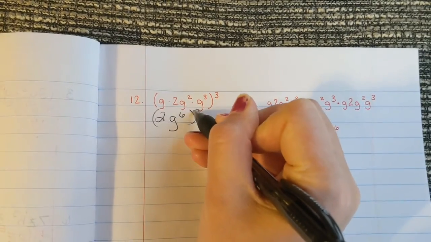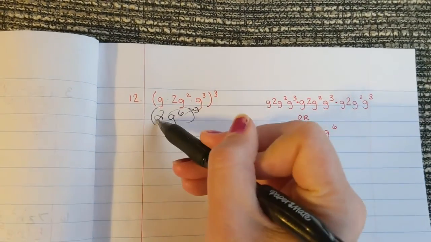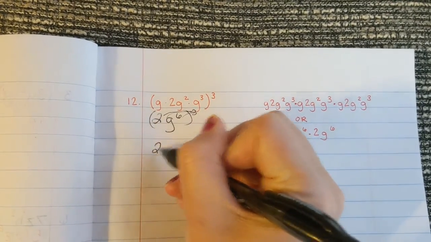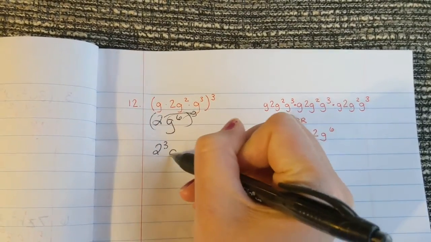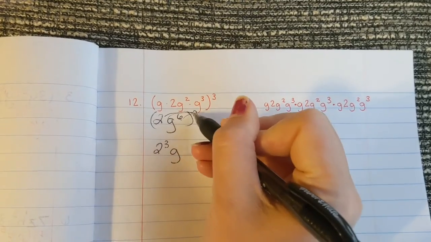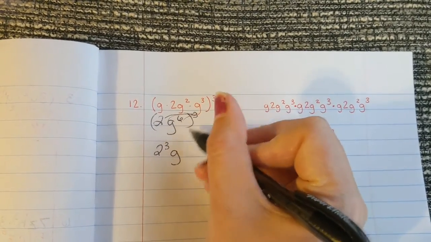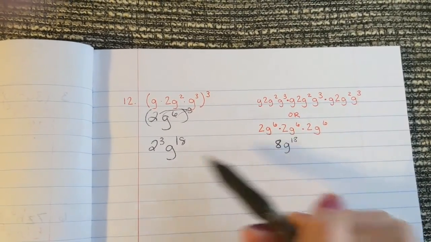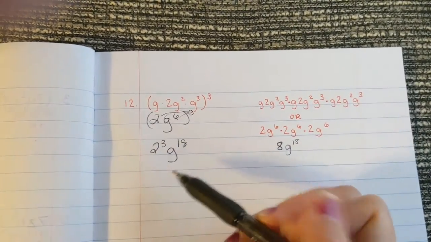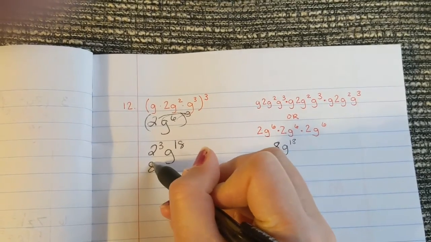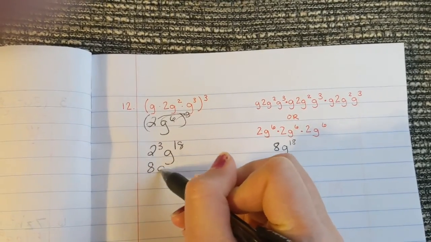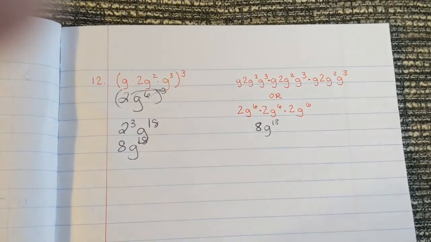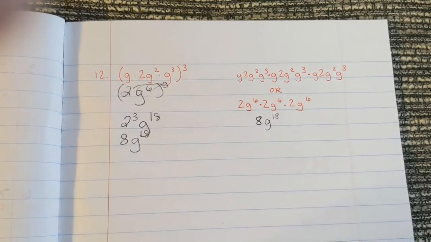Now we distribute this 3. 2 raised to the third power, g to the, remember, if it's on the outside of the parentheses, we multiply, so g to the 18th. See how they're looking similar? And then 2 to the third, again, you can leave it like that, or we can simplify. 2 times 2 times 2 is 8, g to the 18th. And that's the same thing we got when we did it the long way.